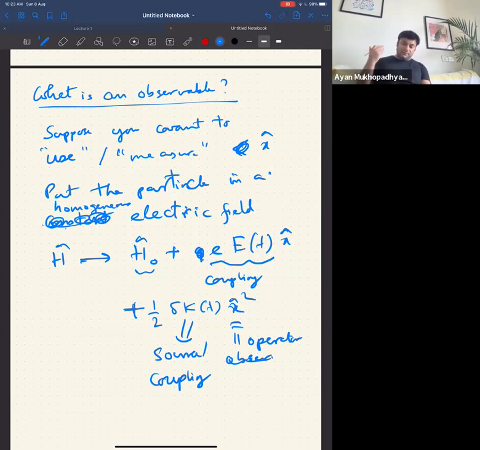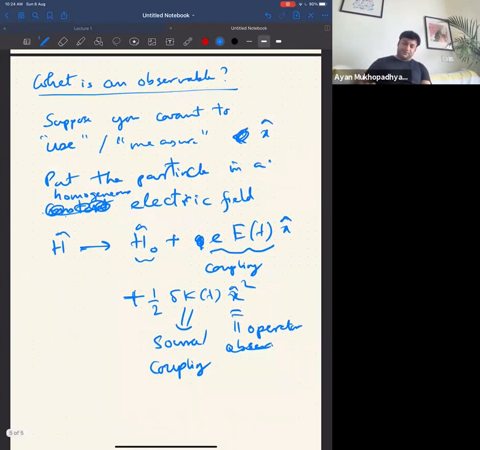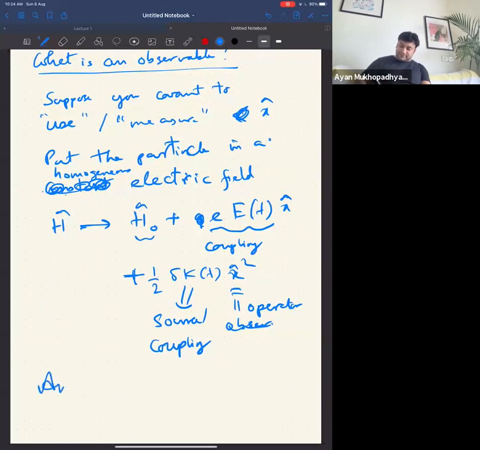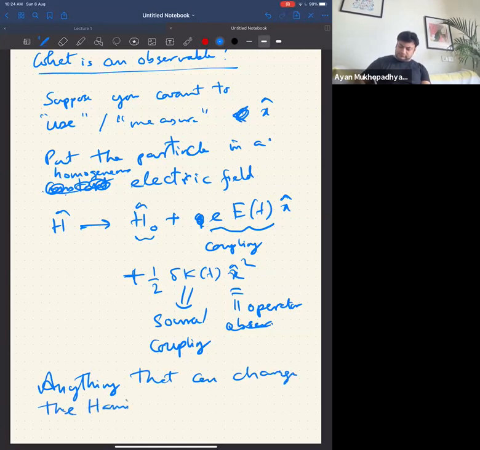So I have to use some form of coupling to be able to do something. And then what I call an observable is anything that can change the Hamiltonian. So definitely it should be a Hermitian operator, because the Hamiltonian is Hermitian.